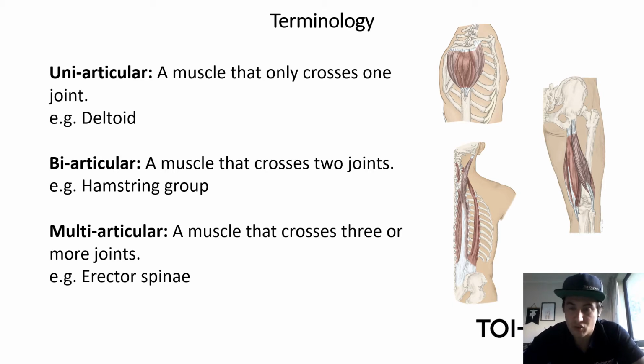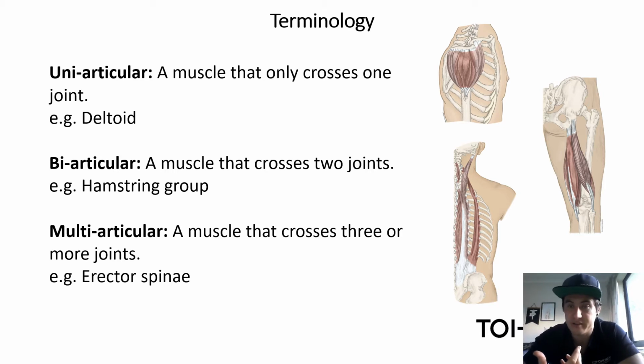Some other terminology to describe muscle is the number of joints that it crosses. Uniarticular is a muscle that crosses one joint, which means it can only create movement of that joint. The deltoid is a good example, from the scapula across to the humerus, so flexion, extension, and abduction of the shoulder. Biarticular is a muscle that crosses two joints. Your hamstrings are a good example of that. They cross your knee joint and your hip joint, so contribute to knee flexion and hip extension.